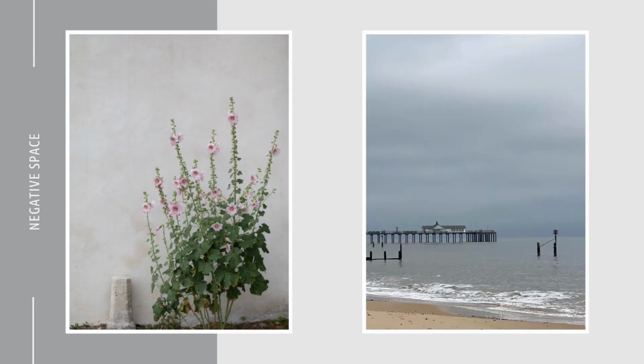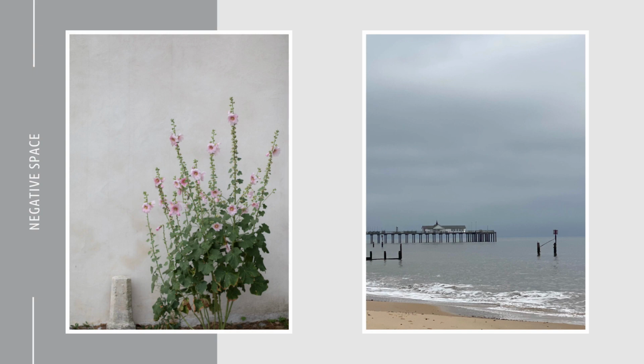Another example on the left there is in Ile de Ré, where they have lots and lots of hollyhocks in the summer months, and I've just put that in the bottom right hand corner of the image, and all of the wall behind it is the negative space. And then on the right hand side, another photo from Suffolk, and here the sky is the negative space.